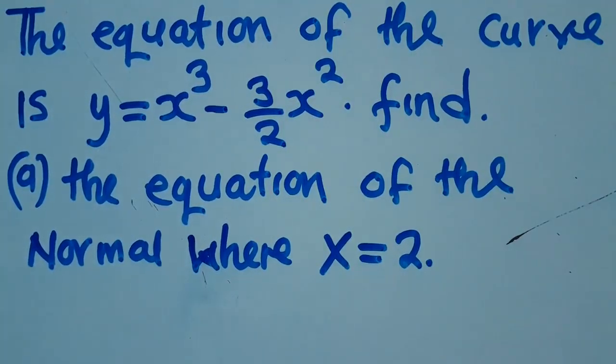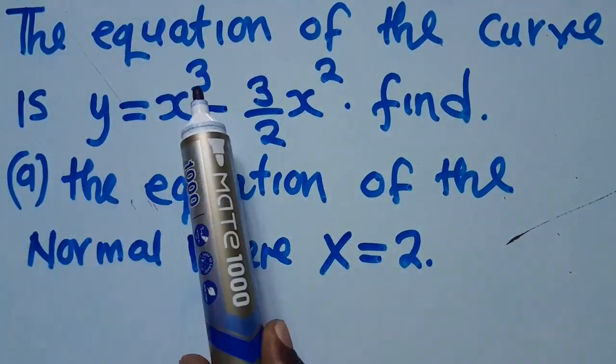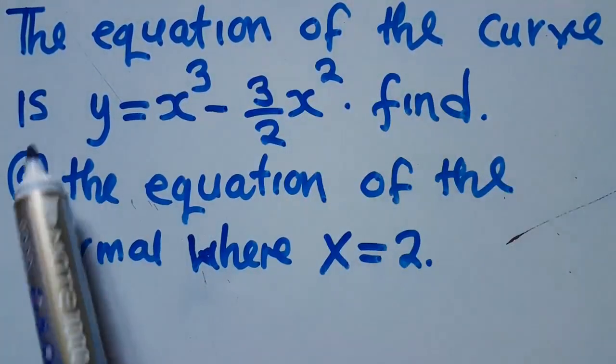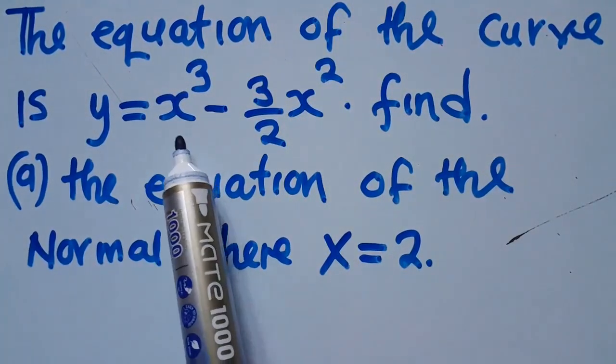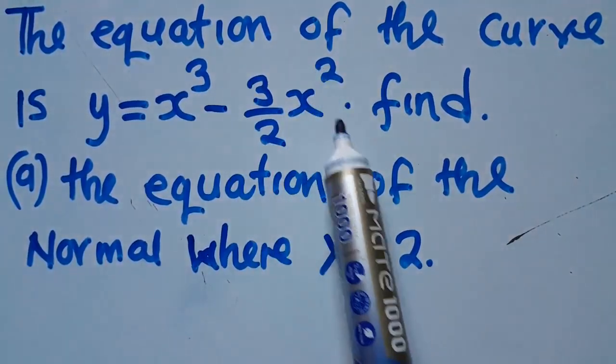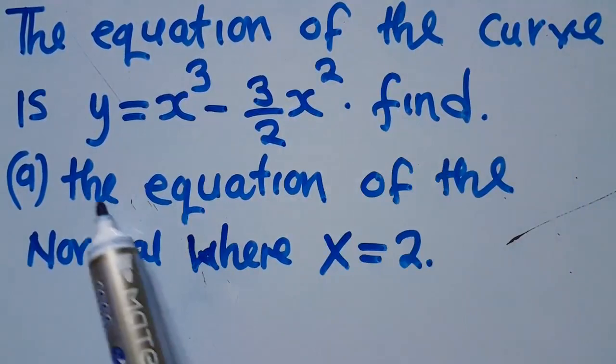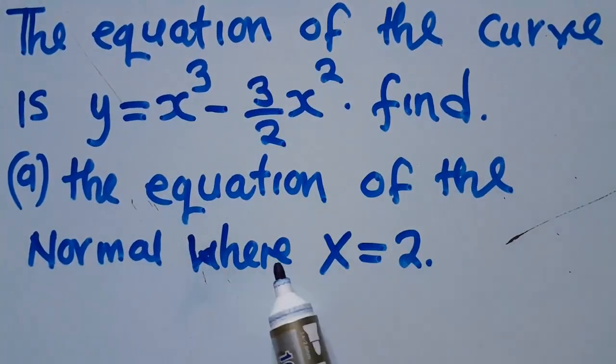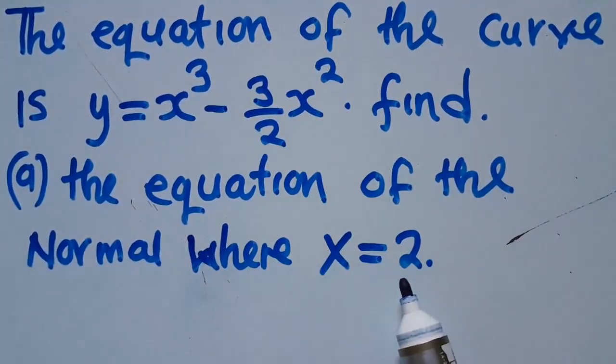So this is the first question that we have, which is saying the equation of the curve is y is equal to x cubed minus 3 over 2x squared. Find the equation of the normal where x is equal to 2. This is the first question that we'll start with today.